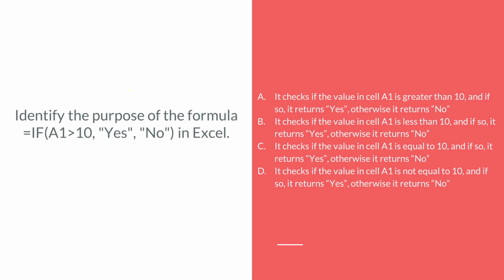We have been given this question: identify the purpose of the formula, which is =IF(A1>10, "yes", "no") in Excel. If you know the syntax of the IF function, you can do this very easily. You need to choose either A, B, C, D. You can pause your video and check the answer. So it's option number 1, A.